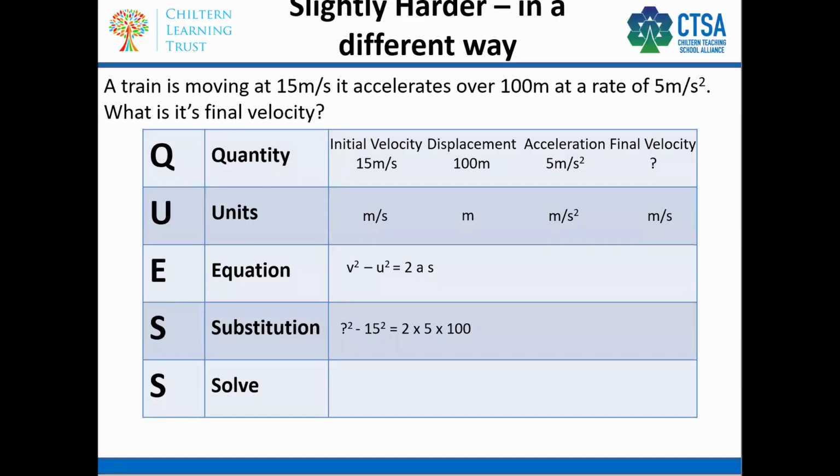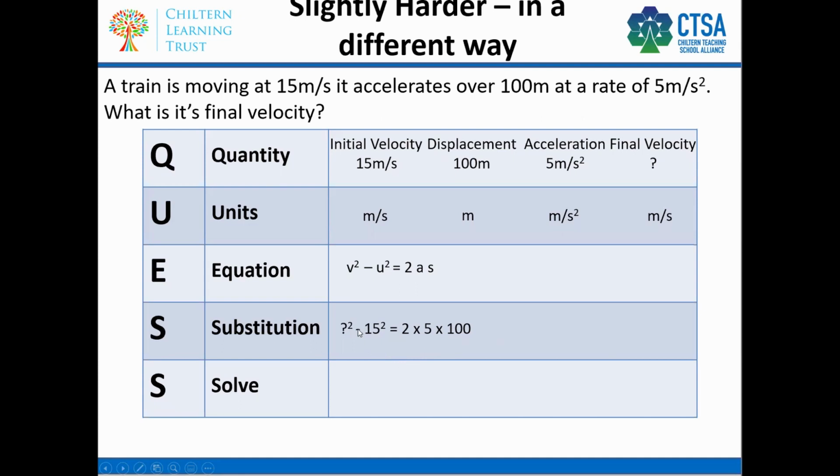So now I need to solve my equation. And there's a few things I can do to make this easier to solve. So I'm going to simplify in the first instance. So I know that 15 squared is 225. I know that 2 times 5 times 100 is going to give me 1,000, because 2 times 5 is 10 and 10 times 100 is 1,000.